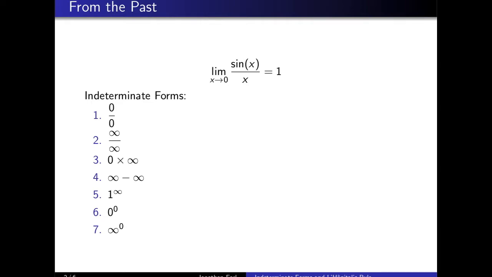The reason for these last two is that it depends on whether or not your function is, whether the base is going to 1 from below or above, and it also depends on whether the base is getting to 1 faster than the exponent is going to infinity. And the same is kind of true for the other two.